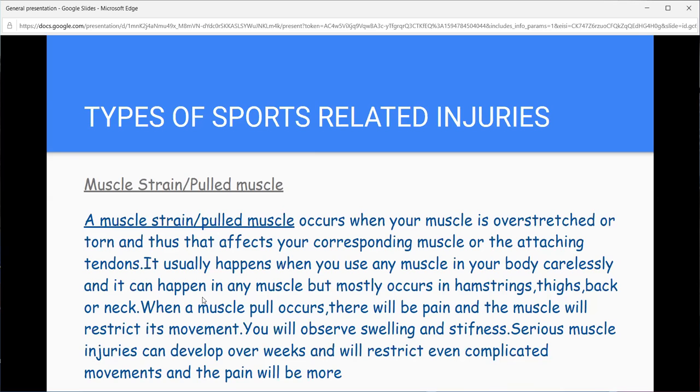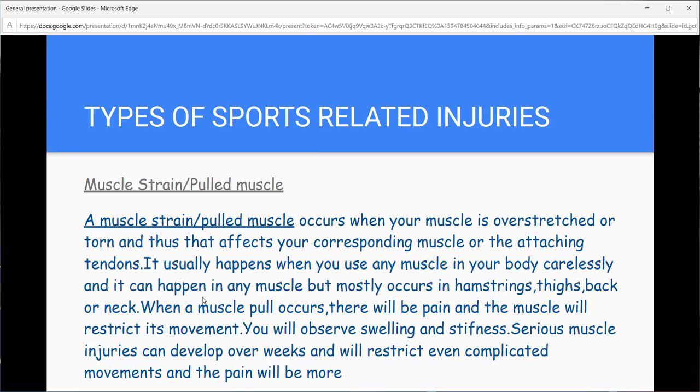So muscle is basically attached through tendons. So either the muscle will be overstretched and torn or the tendons will be affected. It usually happens when you use any muscle in your body carelessly. It can happen in any muscle, but mostly occurs in hamstrings, thighs, back, or neck. So now why hamstrings and thighs? Because when you're running, hamstrings and thighs are two of the main parts of your body which help you run. When a muscle pull occurs, there will be pain, and the muscle will restrict its movement. So you'll have pain over there, and you won't be able to move that muscle.